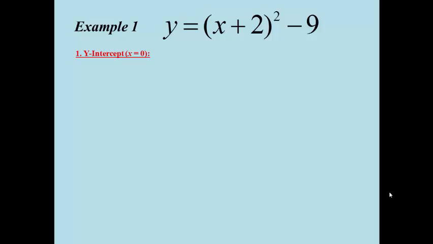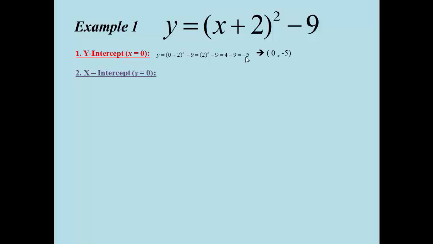First thing we find is the y-intercept. We put 0, so I'm going to replace this x here with 0. So it becomes (0 plus 2) all squared take 9. So the brackets then become just 2. 0 plus 2 is 2, squared, take 9. 2 squared is 4, take 9 makes minus 5. So the y-intercept is (0, -5).